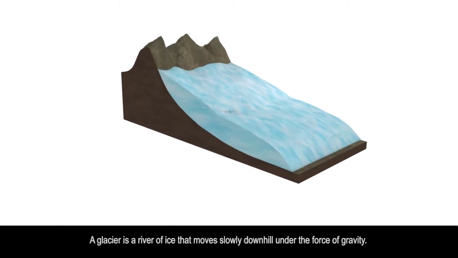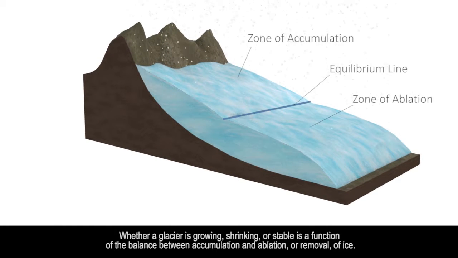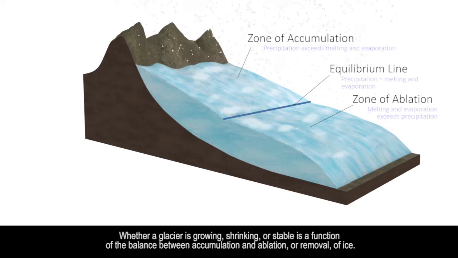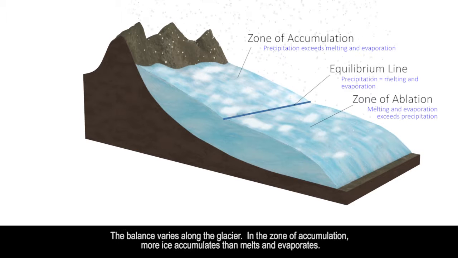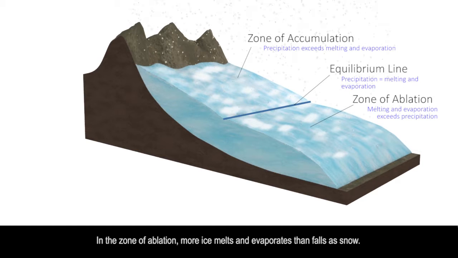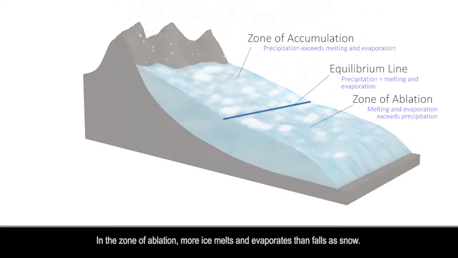A glacier is a river of ice that moves slowly downhill under the force of gravity. Whether a glacier is growing, shrinking, or stable is a function of the balance between accumulation and ablation, or removal, of ice. The balance varies along the glacier. In the zone of accumulation, more ice accumulates than melts and evaporates. In the zone of ablation, more ice melts and evaporates than falls as snow.